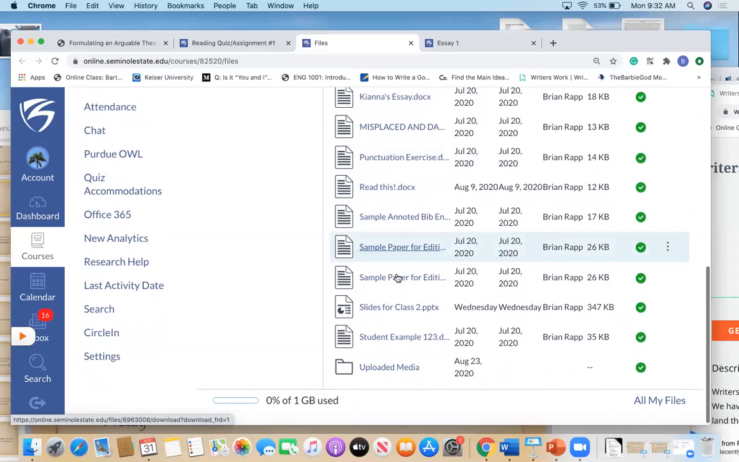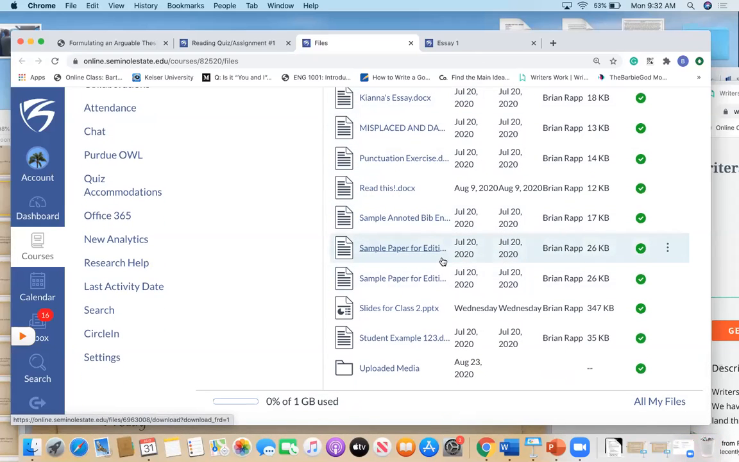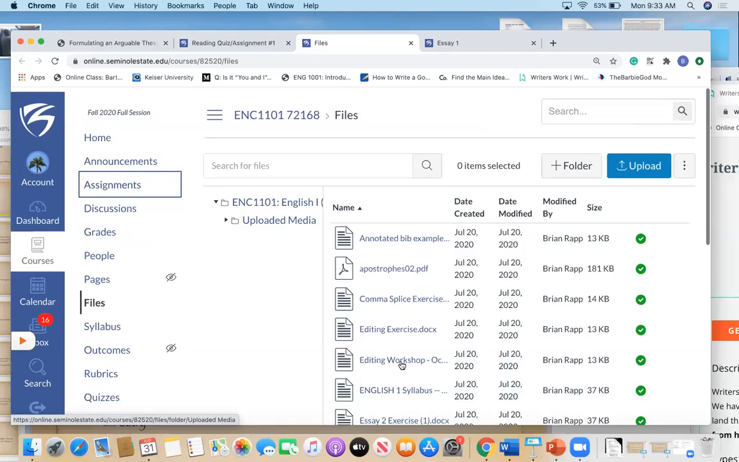And of course, we have the syllabus up here as well, and we'll have a sample paper for editing. So we'll do some exercises here. We might even have a whole class before the first essay is due or before the second essay is due, where we'll just go through Kiana's paper, or we'll go through some editing exercises. And of course, the slides from last class are up there, student examples, and so forth.